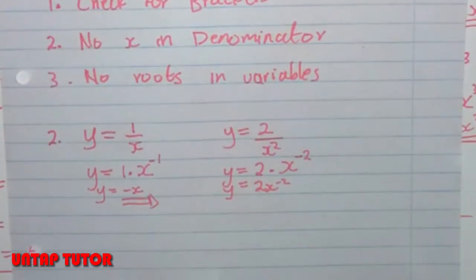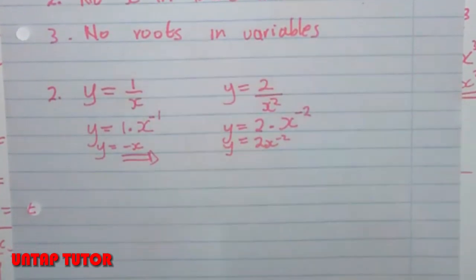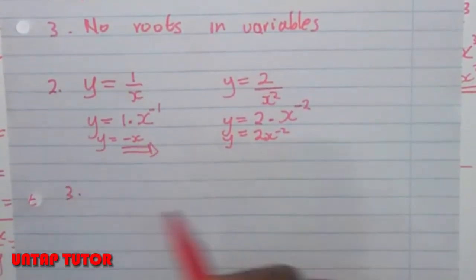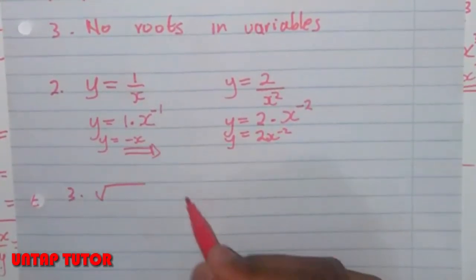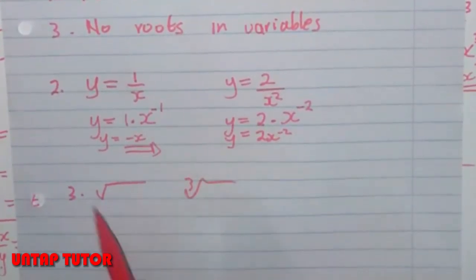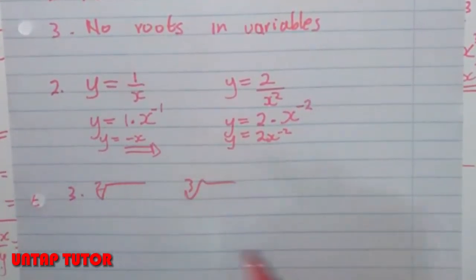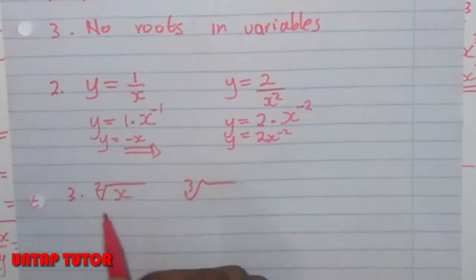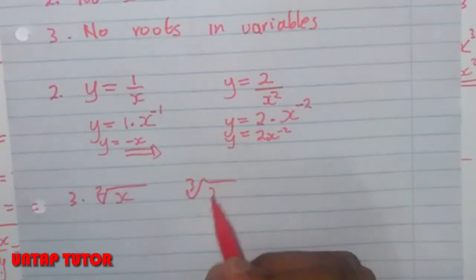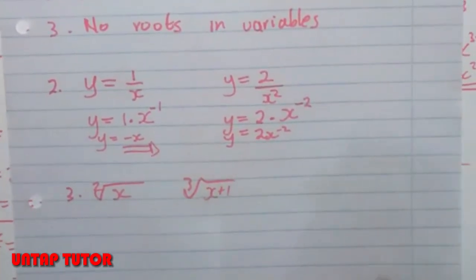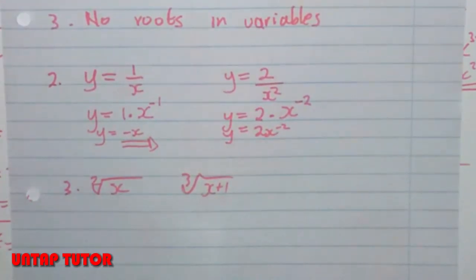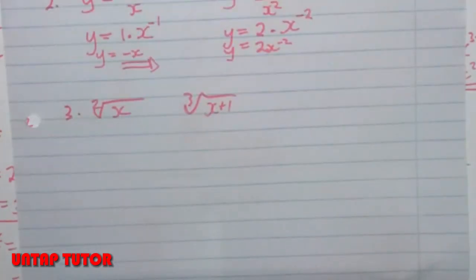And then the third one says no roots in the variables. So number 3, no roots. This is a root, this is the square root, this is a cube root. So what do you know about the square root? It has a 2. So we don't want anything that's going to have a root x or cube root of x plus 1 or whatever in our equation. We don't want this thing. You cannot derive something like this. You need to remove the roots.